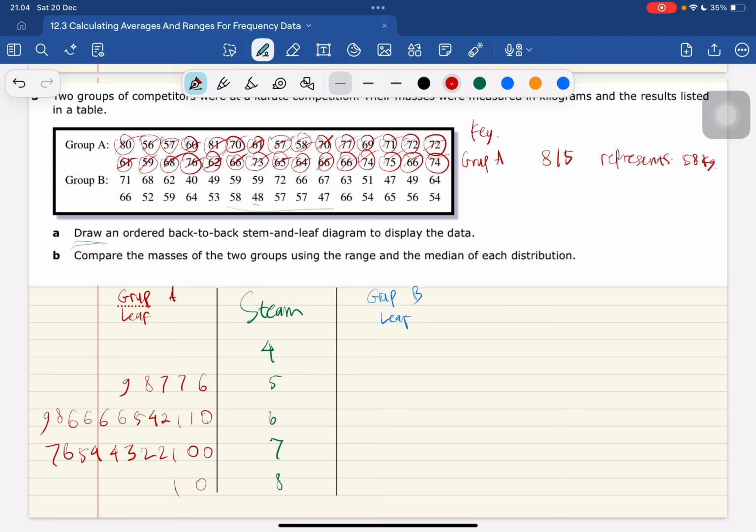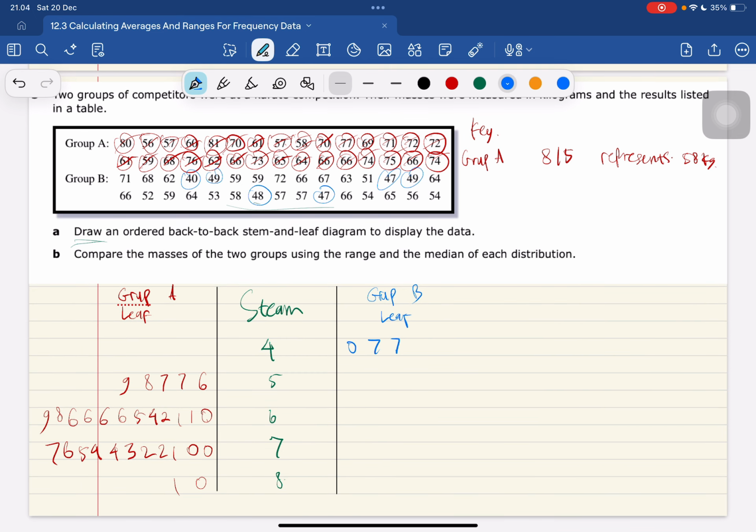So 80 and 81. Now is B. From 40, I think we got lost here. 40s, we got 47, 49, 47, 48. So 40s: 47 two times, 48, and 49 two times. This is the key for group B. So 4 and 7 represent 47 kilograms.